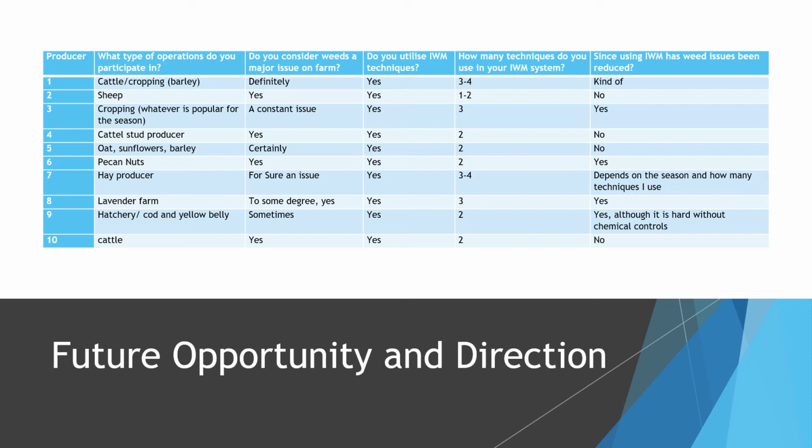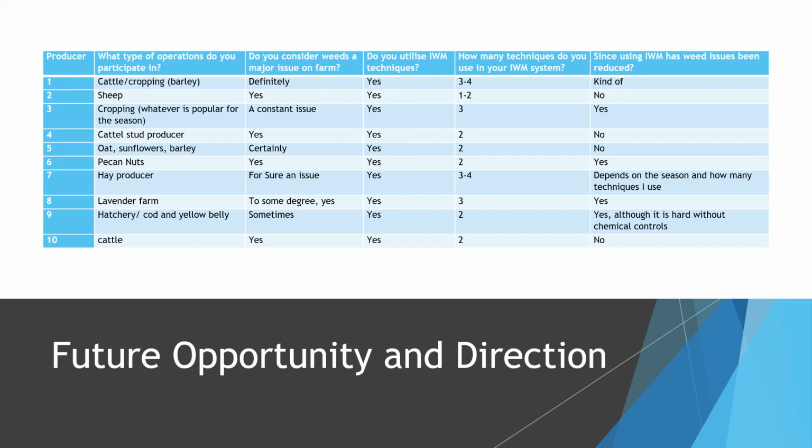In the survey conducted, all found weeds a major issue for agricultural production across the variety of industries. Of the 10 producers, only 40% were participating in what would be considered true integrated weed management, with the integration of 3 or more methods of weed control, while 100% of the group did utilise integrated weed management techniques. Of the producers that partook in the survey, only 4 agreed that weed issues had been reduced, while 2 were indecisive, as the season could determine which weeds were the issue for the year.